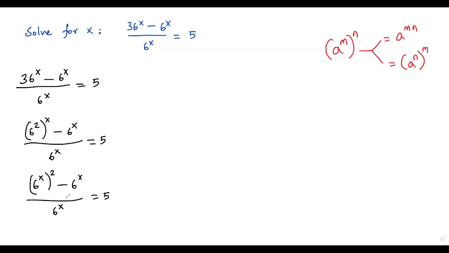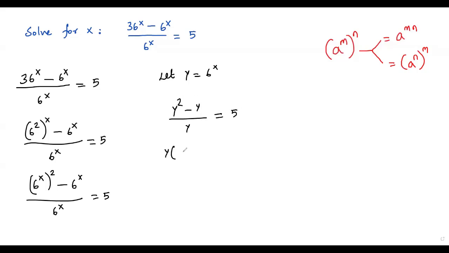To make the solving process easier, I'm going to substitute a new variable for 6^x. Let me assume y equals 6^x. Everywhere in this equation, I have to replace 6^x by y. So I'll have y squared for this one, y for this one, and y for the denominator, equals 5. From these two terms in the numerator, I can factor y out.